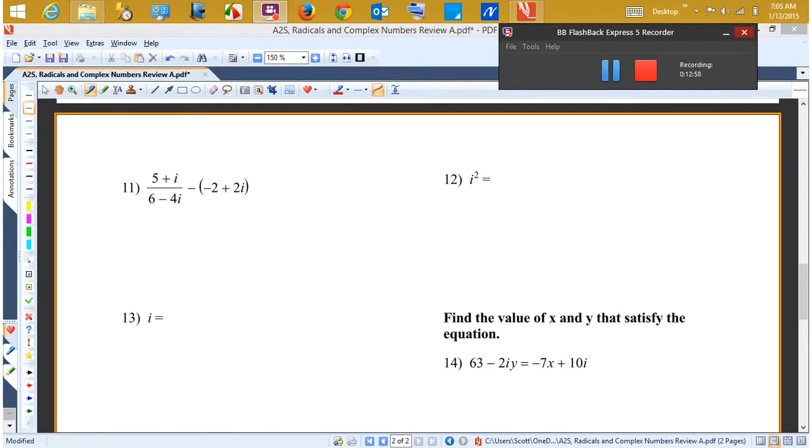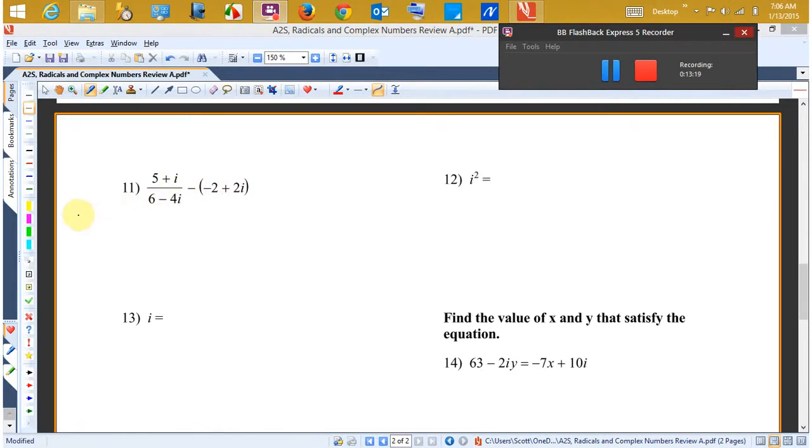Okay, let's continue with the next one. This is probably the most difficult one on this review sheet. What we're going to do is we need to get the i out of the denominator on this first, and then of course we'll subtract this other complex number. So let's go ahead and start working on this. I'm going to kind of divide it into 2 parts, but I'm going to write the whole problem together.